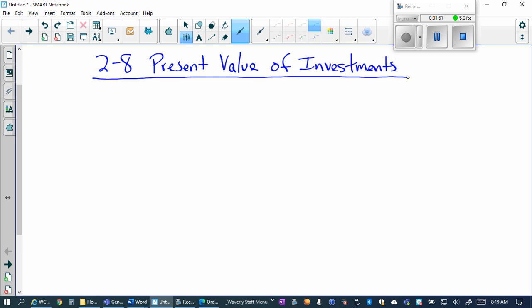Yeah, you could put in money each month. You could put $500 into this account. So there are two different formulas for that.